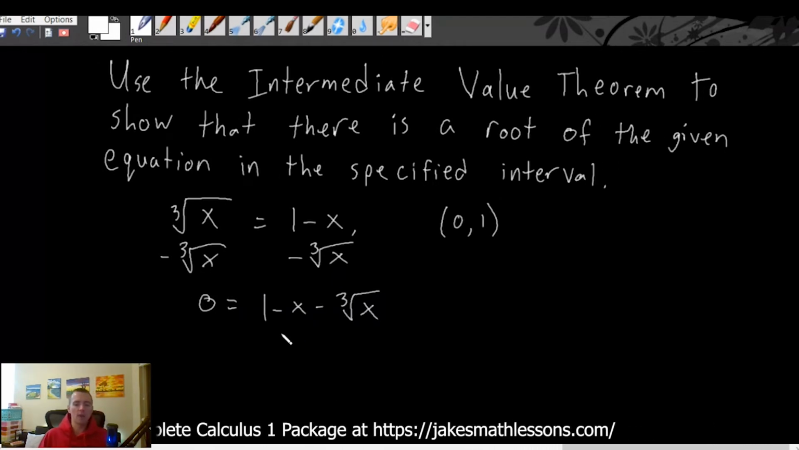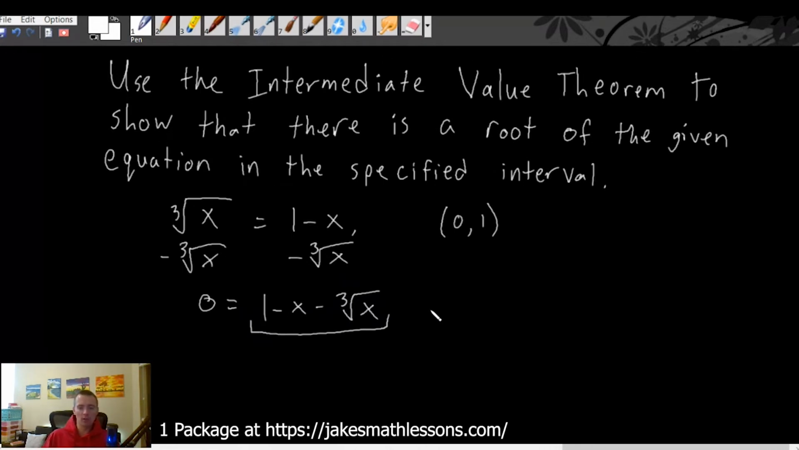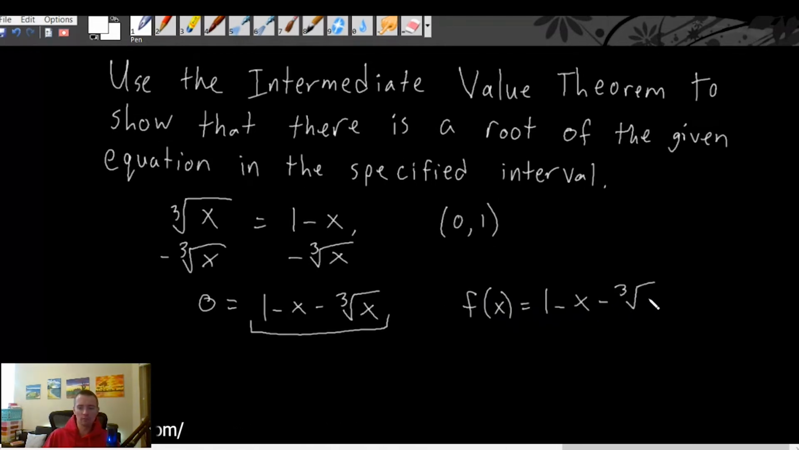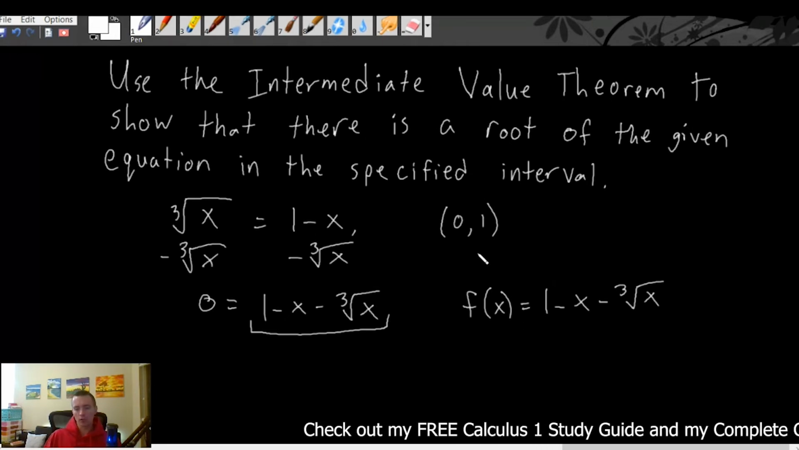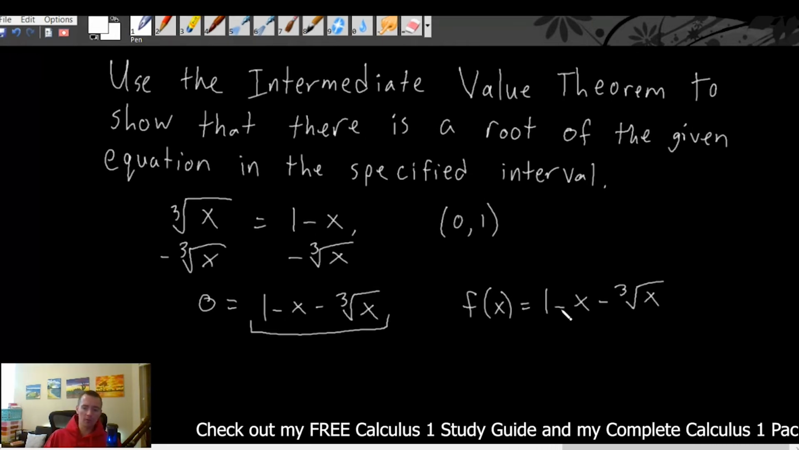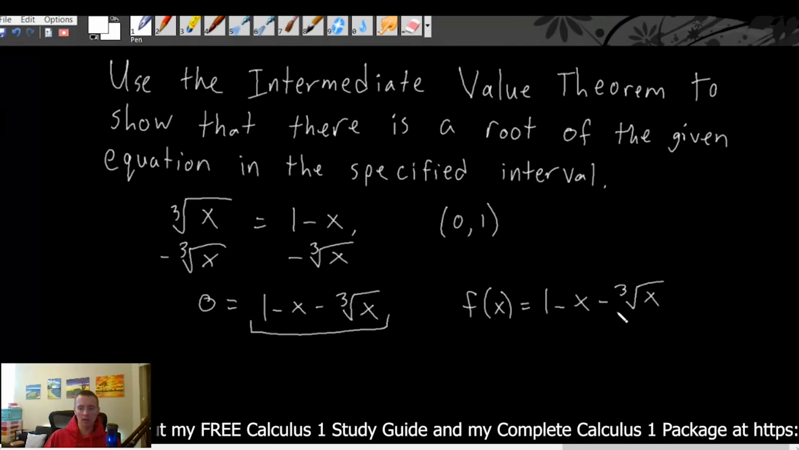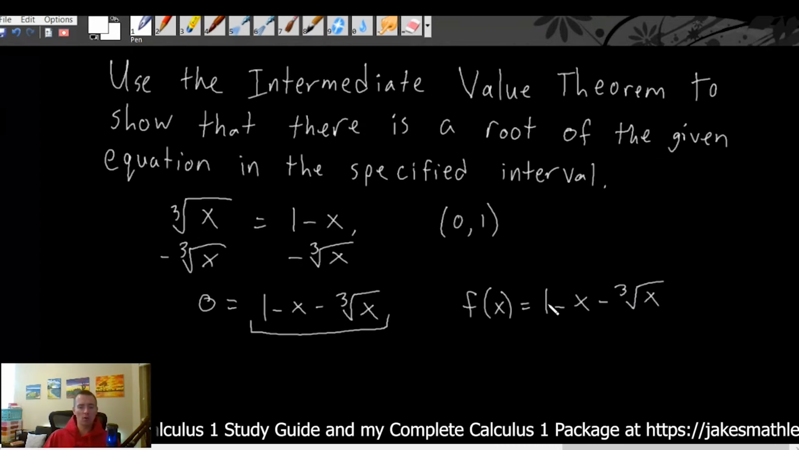So the reason why we wanted to do that is now we can think of this right side of our equation here as our function. So we have some function f of x, which equals 1 minus x minus the cube root of x. And we want to find a root of this function between x equals 0 and x equals 1. So where does the intermediate value theorem come into play? Well, we need to first of all make sure that this function is continuous on this whole interval from 0 to 1, which really all three of these pieces of this function, 1, negative x, and negative cube root of x, those are all continuous everywhere.